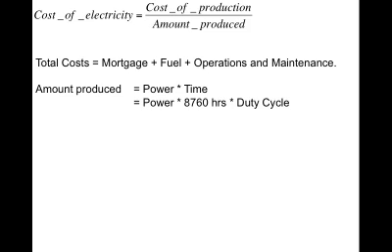And so we can calculate the cost of electricity. It's the cost of producing the electricity divided by the amount of electricity produced. And this would apply for any other energy, like if you wanted a water heater or the purchase of a car. The total costs are the fixed cost, the mortgage, plus the operational cost, the fuel and the operations and maintenance. And the amount produced is the total power times the amount of time that you're producing that power.